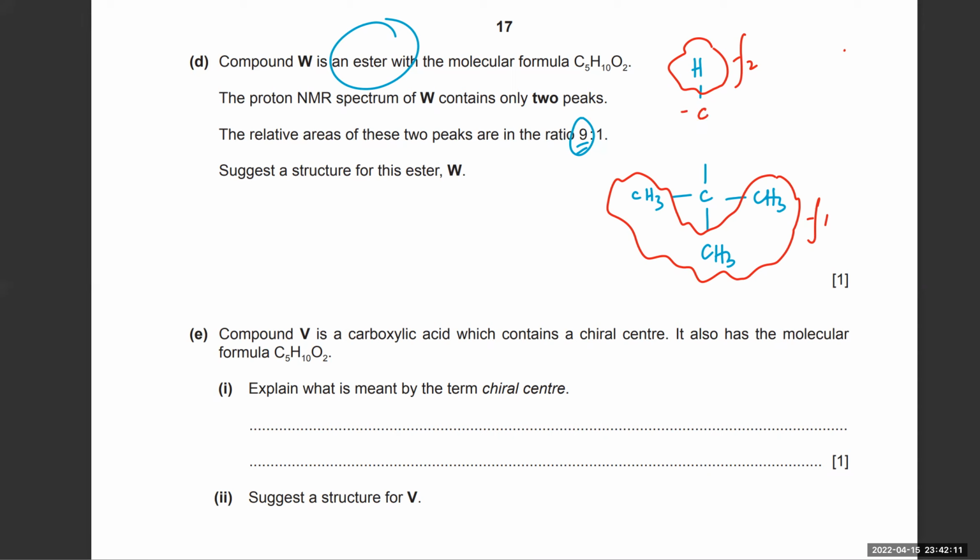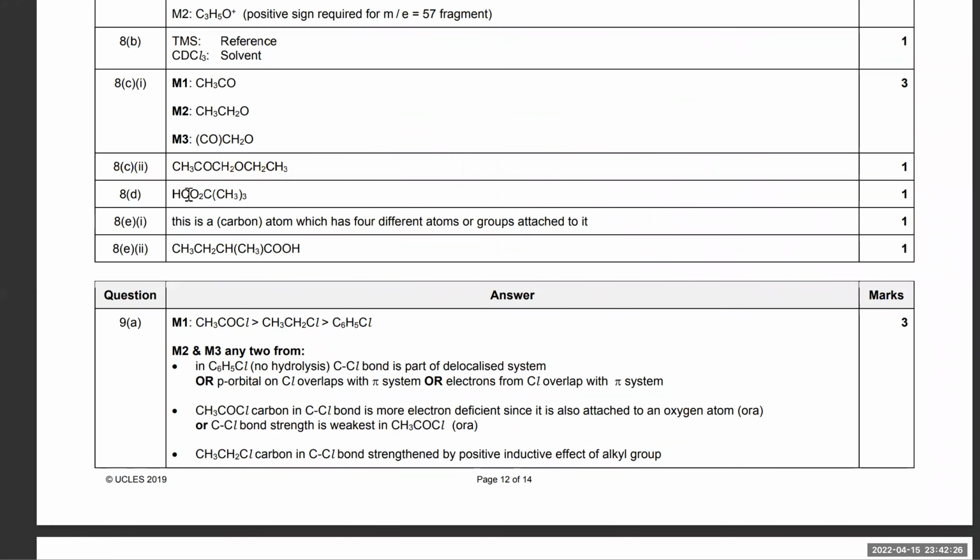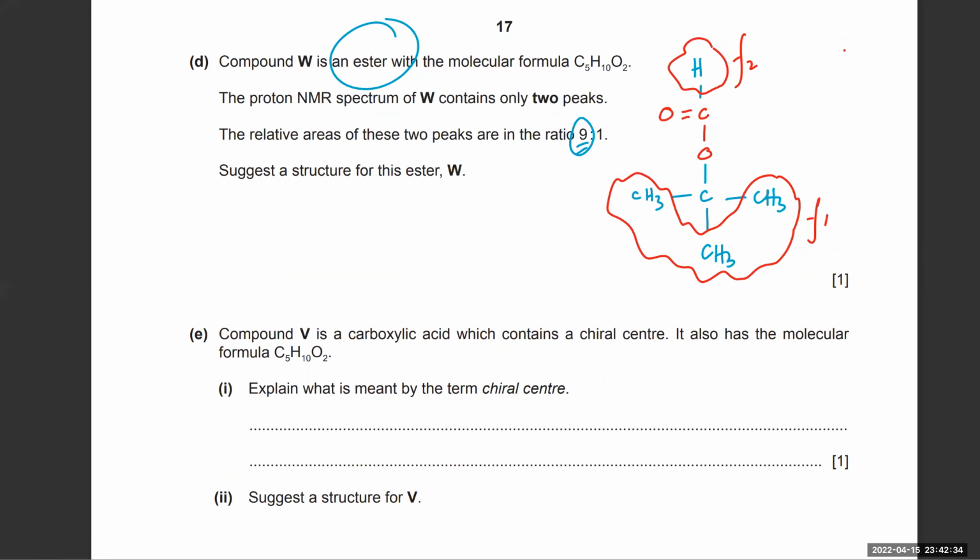It's HCOO, and then C with three CH3s, right? So if you look over here, it's HCOO and then C with three CH3, so the end carbon atom only has one H. So it's this one. It's HCOO, and C with three CH3s. So the question is, why did they choose this one? And I have no answer for that.